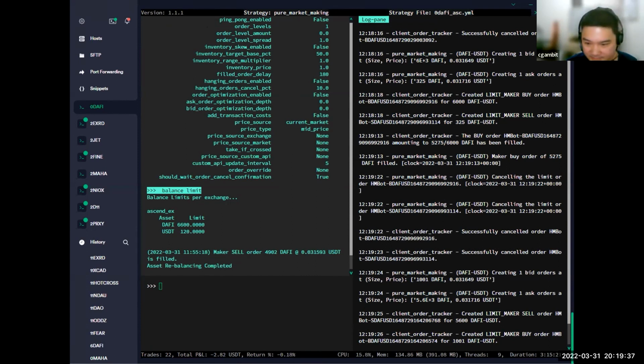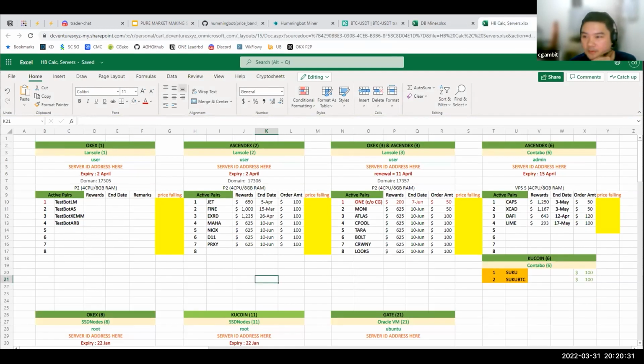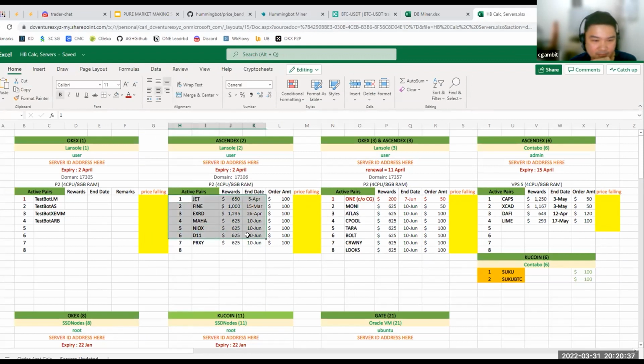Cool. Okay, so for servers, we are using cloud service providers like Lunanode, Contabo, SSD, Oracle VM, and Linode. I try to diversify our service providers, so in any case one is down, the others can still be used, because last time we had so many bots, so we needed to diversify. And then for the server specs, we are now using usually the smallest servers: 4 CPU and 8 gigabyte RAM. This is how we allocate the servers. For a server of 4 CPU and 8 gig RAM, we allocate up to 8 instances. That's mostly the limit.